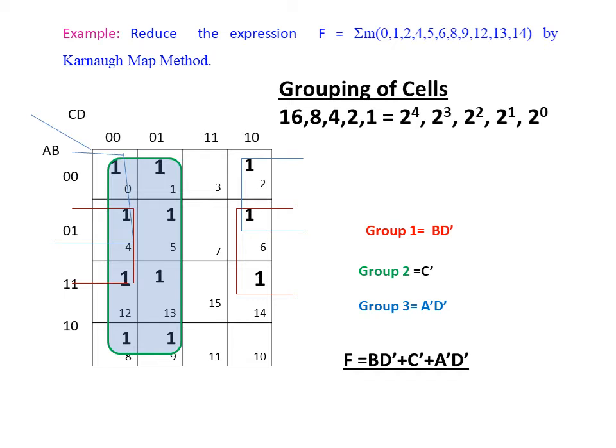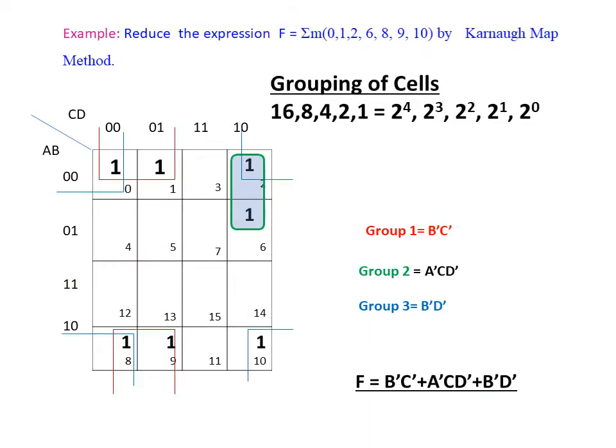So the answer is A bar, D bar. Now the red color grouping, the common between these two is B, and the common between this first cell and this last cell is D bar. So B, D bar. Now writing all the expressions together, this is our final expression.